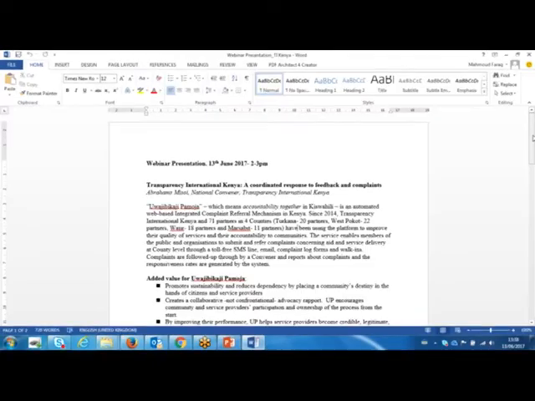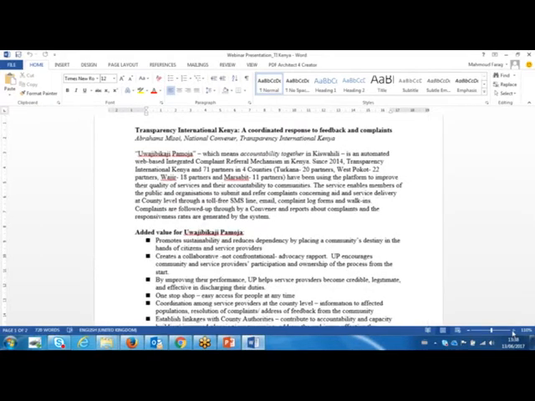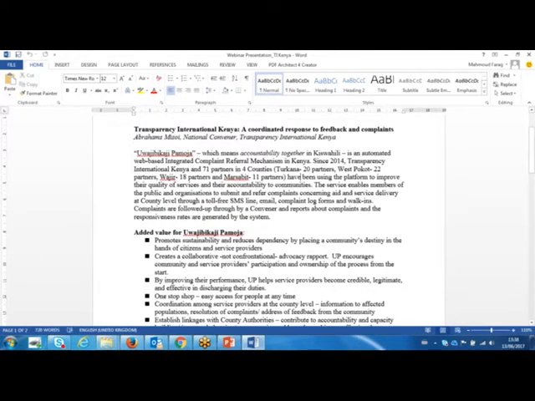Yes, I work for Transparency International Kenya, in the Department of Humanitarian Aid Integrity Program, a program that we started way back in 2014. Mohammed, you're seeing it now? Yes, go ahead please. Yes.